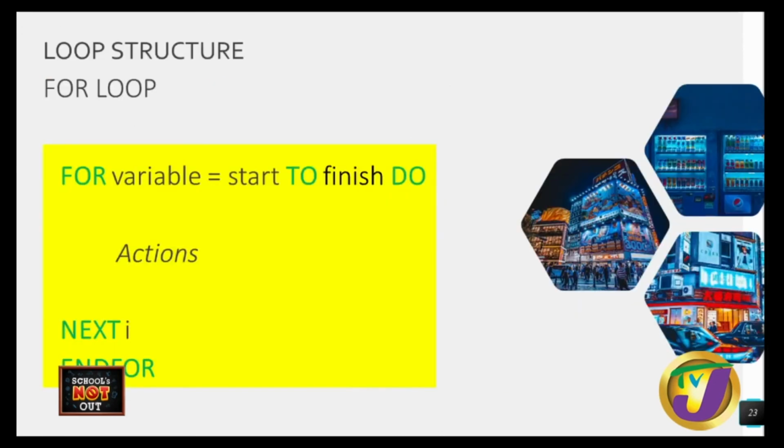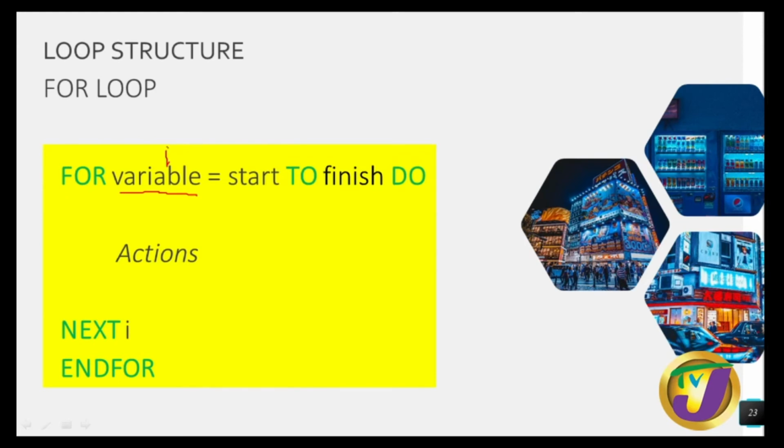So let's jump quickly to the structure of the for loop. The structure of the for loop is as follows. For some variable equals start to finish, do. Then we have a number of actions inside, next I or next variable, end for. This variable here is any kind of variable you want it to be. In this case, we want it to be I. And that's why we have next I at the bottom here.